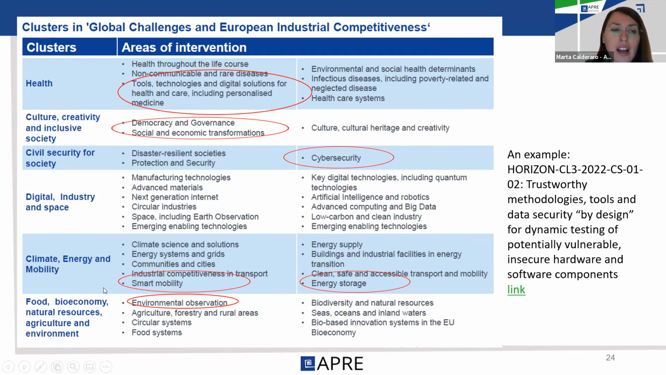Then we have, within cluster 5, climate, energy, and mobility, all the different digital solutions dedicated to smart mobility, to smart communities and cities. And here we have really several opportunities in this domain. And within cluster 6, food, bioeconomy, natural resources, agriculture, and environment, of course, beside the smart agriculture related applications, there is as well a connection with environmental observation practices carried out with digital infrastructure or related space infrastructure, but as well by the single citizen.